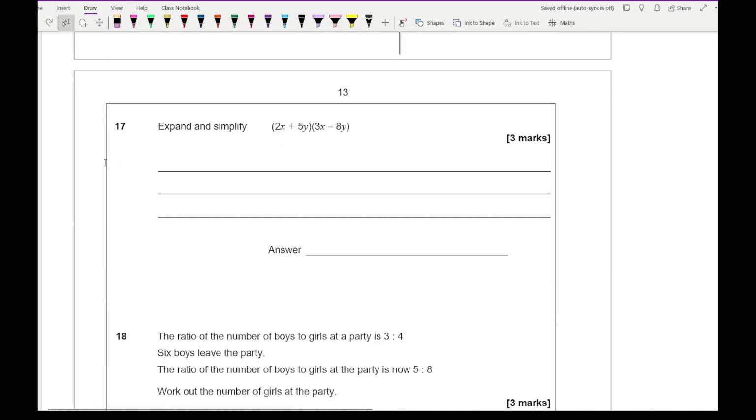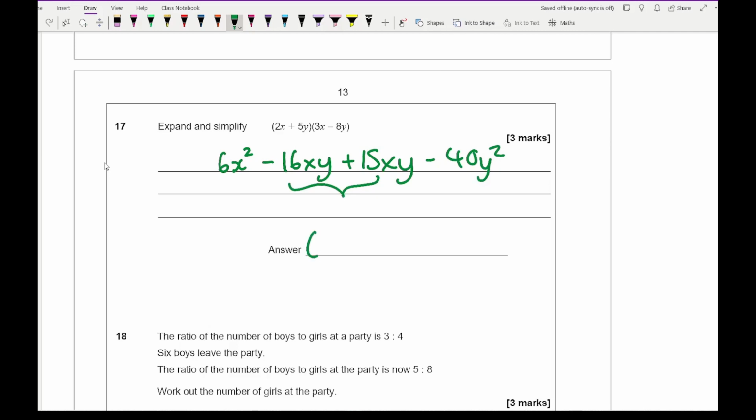Then working with question 17, it says we just need to expand the brackets. So relatively simple, this one. So we should have 6x squared minus 16xy plus 15xy minus 40y squared. And then joining these two things together, I should have 6x squared minus 1xy minus 40y squared.